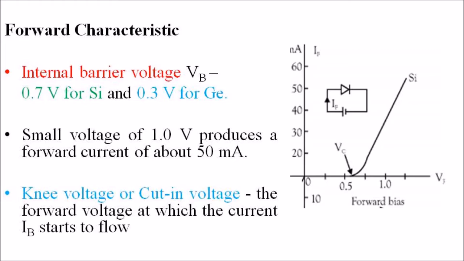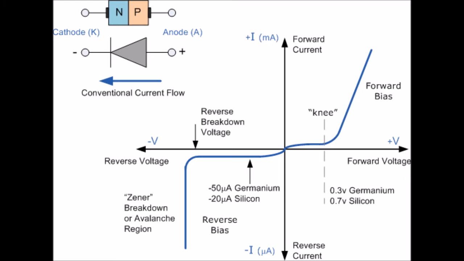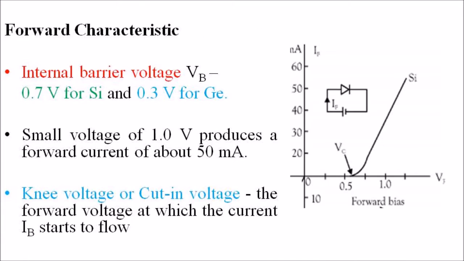It is found that a small voltage of 1 volt produces a forward current of about 50 milliamperes. The diode will burn and fail to function if the forward voltage is increased beyond a certain safe limit. The forward voltage at which the current IB starts to flow is known as knee voltage or cut-in voltage or cut-off voltage or offset voltage. So this is the forward characteristic of a diode.